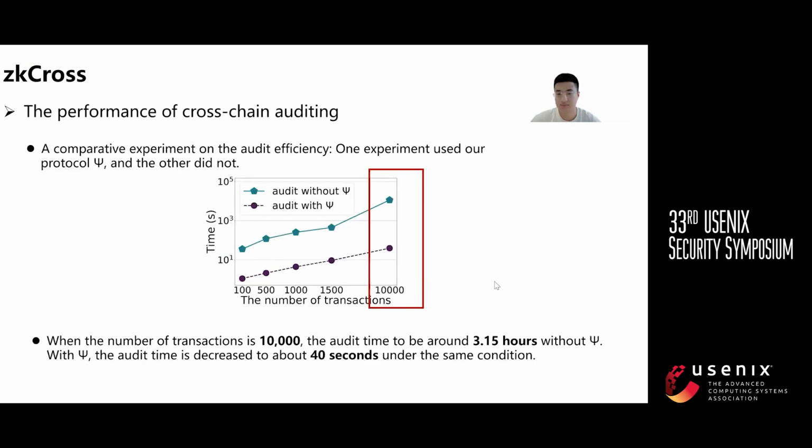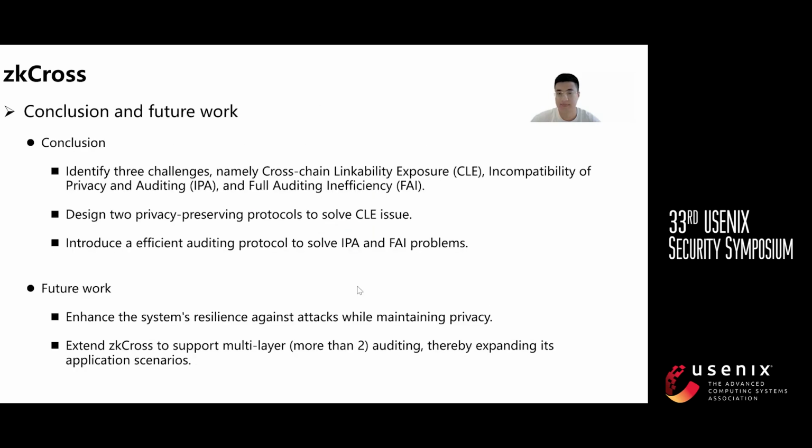For the auditing protocol, we conducted comparative experiments on the audit efficiency. One experiment used our protocol and the other did not. The results indicate that when the number of transactions is 10,000, the audit time is around 3.15 hours without our protocol. With our protocol, the audit time decreases to about 40 seconds under the same conditions.